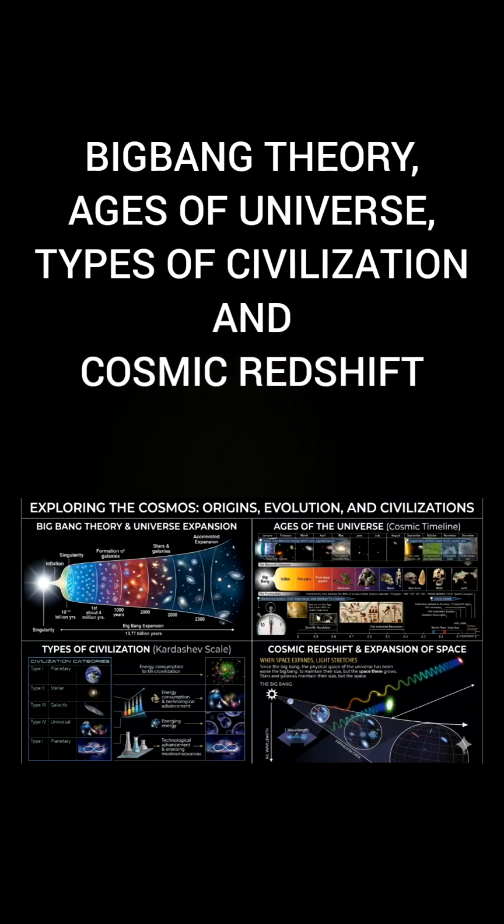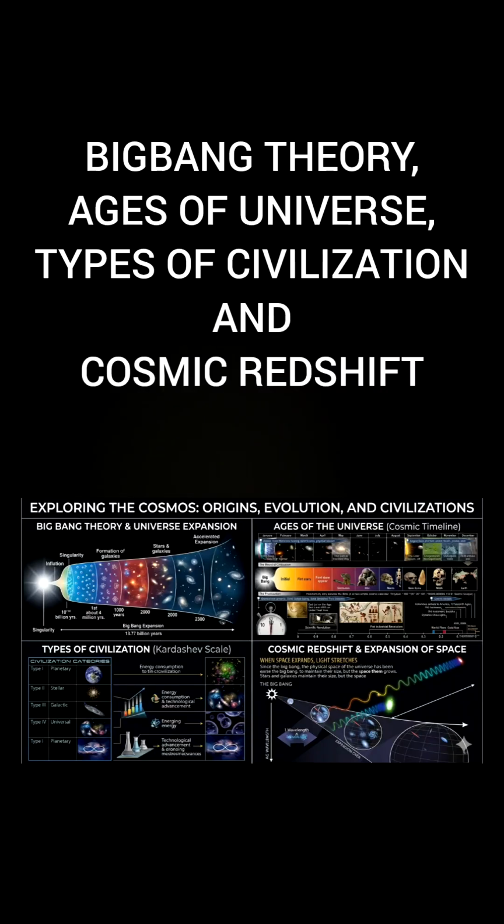Cosmic redshift is the phenomenon where light from distant objects in the universe is stretched to longer, redder wavelengths as it travels through space. It is the primary tool astronomers use to measure the distance of galaxies and the rate at which the universe is expanding. How it works: the stretching of light.